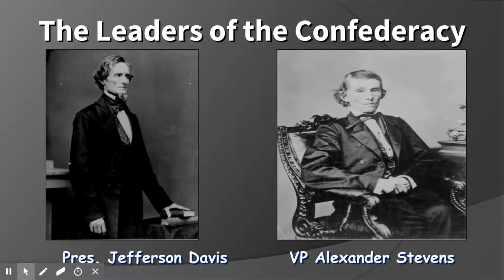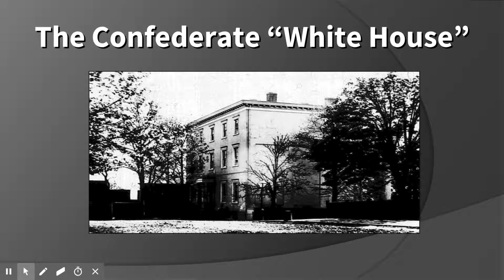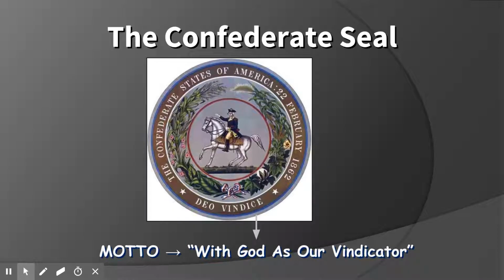Again, leaders of the Confederacy, I've thrown these names out. We have Jefferson Davis there on the left, and then Alexander Stephens is the vice president on the right. Here's your Confederate White House, located in Richmond, and the Confederate seal. Their motto is, "With God as our vindicator." Of course, this is all in Latin.